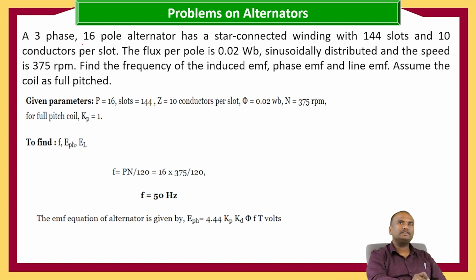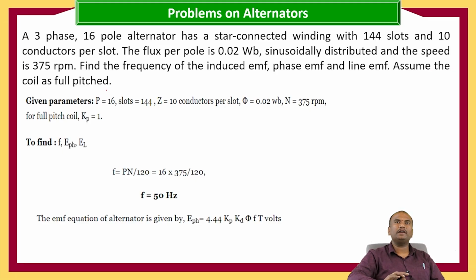Here the next problem is a 3-phase 16-pole alternator that has a star connected winding with 144 slots and 10 conductors per slot, which is given. The flux per pole is 0.02 Webers, which is sinusoidally distributed, and the speed is 375 rpm. Find the frequency of induced EMF, phase EMF and line EMF. Assume the coil as full pitched.